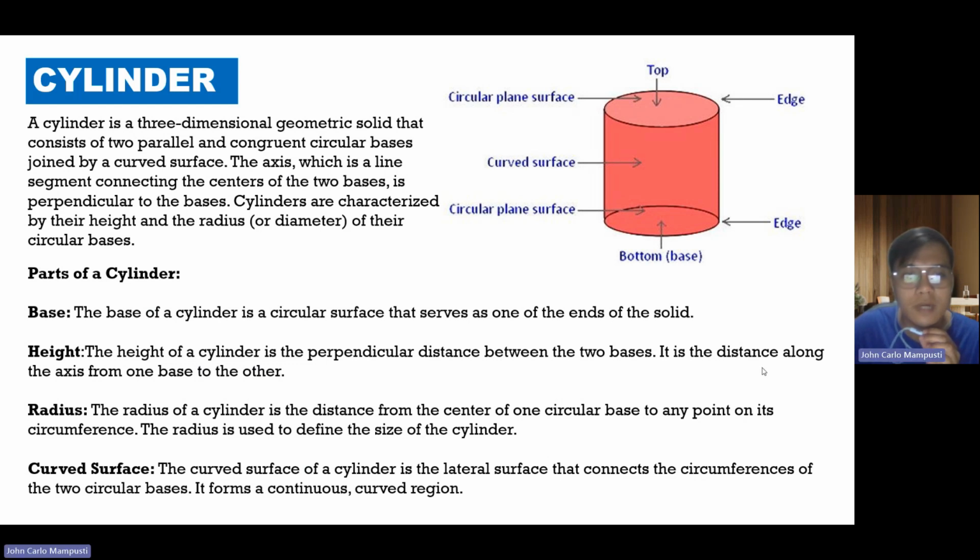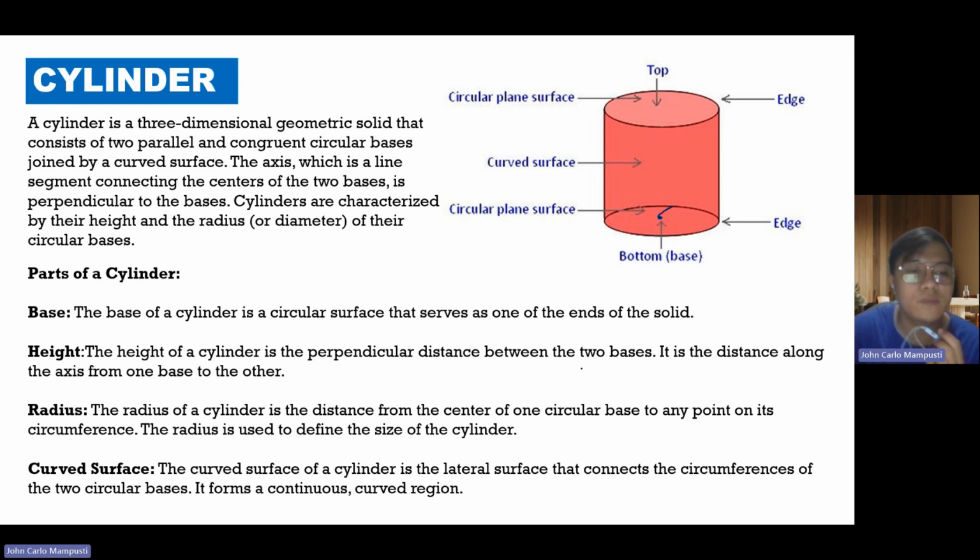Ano? So, height, that's the perpendicular distance between two bases. Here, this is the height. It is also the distance along the axis from one base to another. Next one, we have the radius. So, radius, that is the distance from the center up to any point dun sa ating circle. Okay? Or any point dun sa circumference natin.